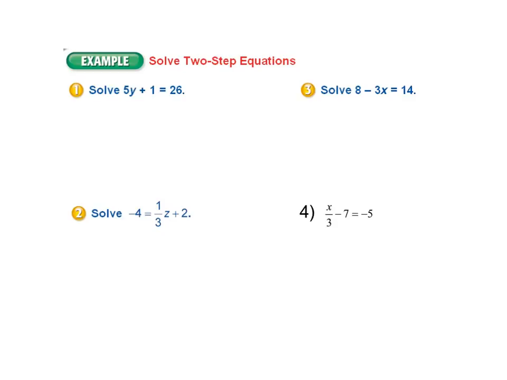A two-step equation has a multiplication or division part. There's a multiplication, there's one that has division, and it has an addition or subtraction part. There are two parts that we have to take care of, and it matters what order you go in. So here are the two steps.